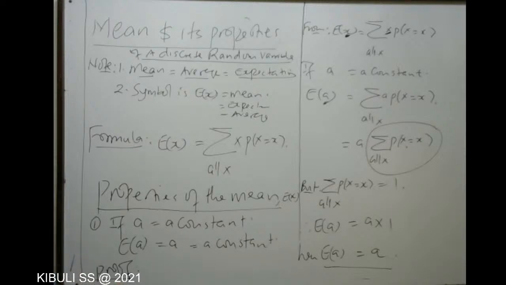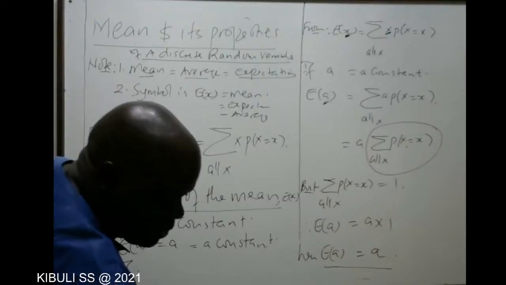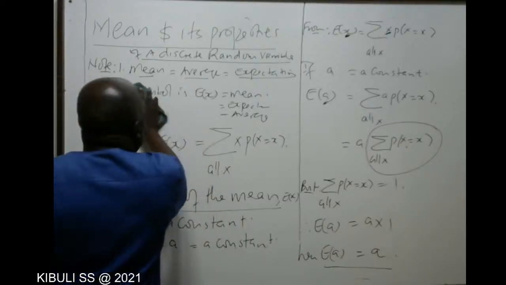If I have a number like 3, its expectation is 3. Even if you have so many 3s in a row, the expectation of that shall be 3, because the expectation of a constant number shall be that constant. Even if you have 10, or even 100 tens, the average of that will be equal to 10. So the expectation of a constant is a constant. That's property 1.